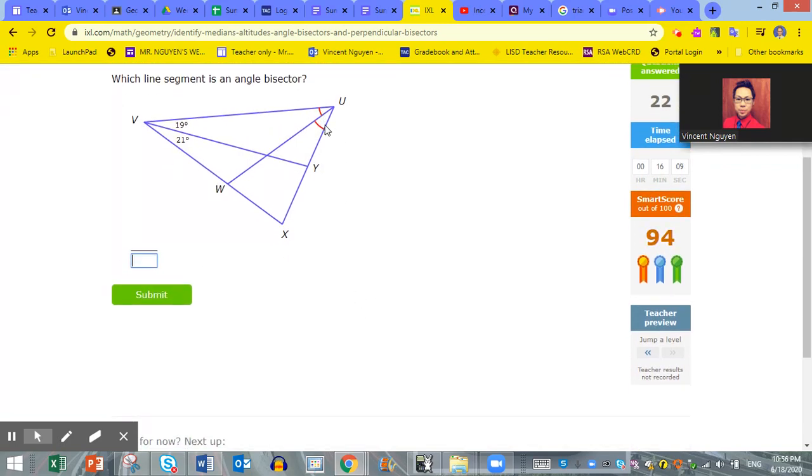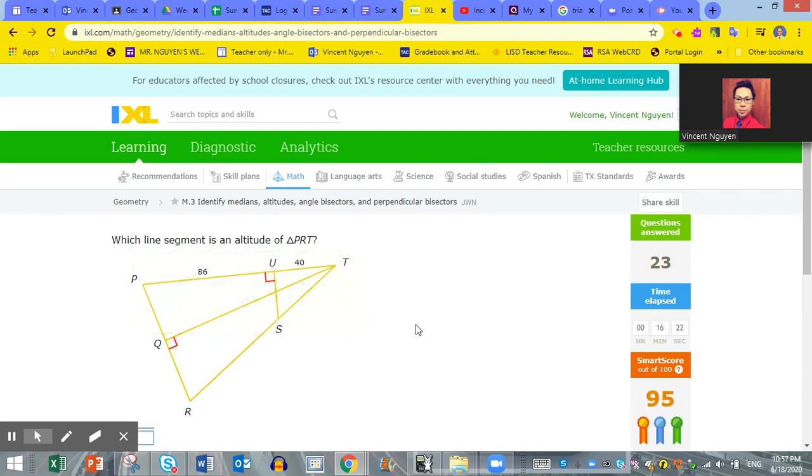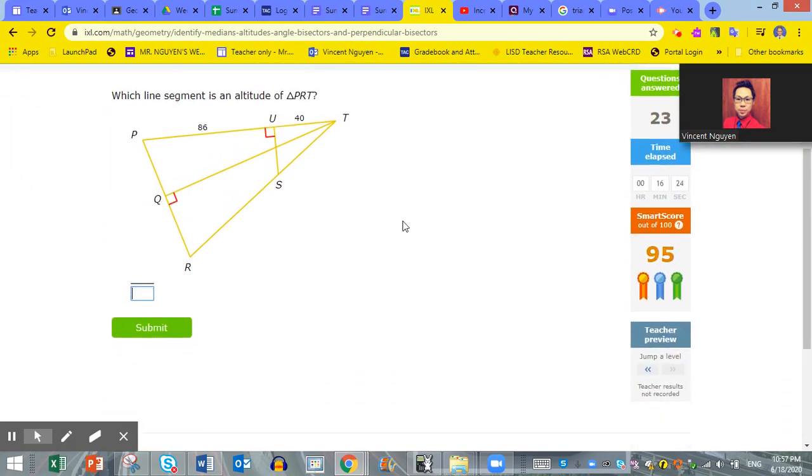Angle bisector, here we go. We see the two little angles. Okay, these are not equal. So these are, because of the marking. So I'm going to say WU again. Okay, 95.